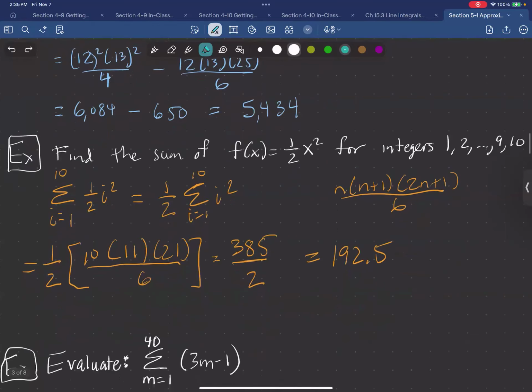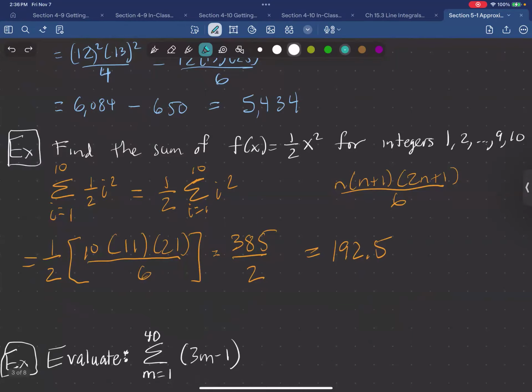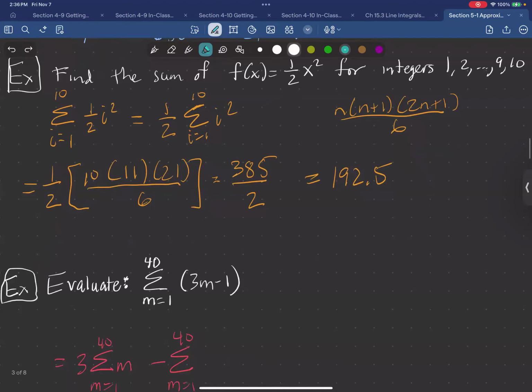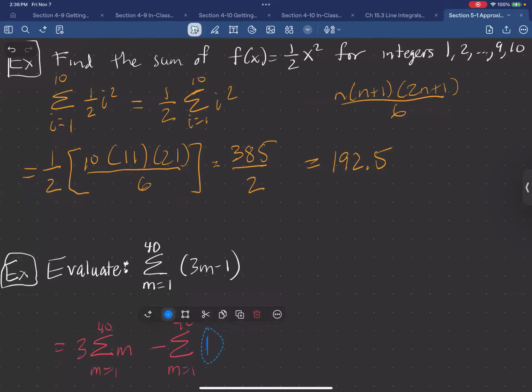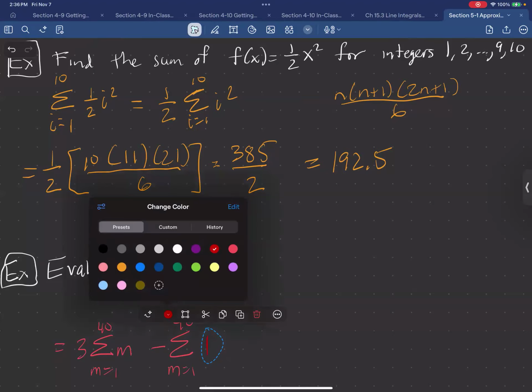All right, let's try another. Find the sum from 1 to 40 of 3m minus 1. I'll assume you did it. I can split them into 2 summations. I factor out the 3 on one of them. I didn't apparently write the 1 in here. There you go.